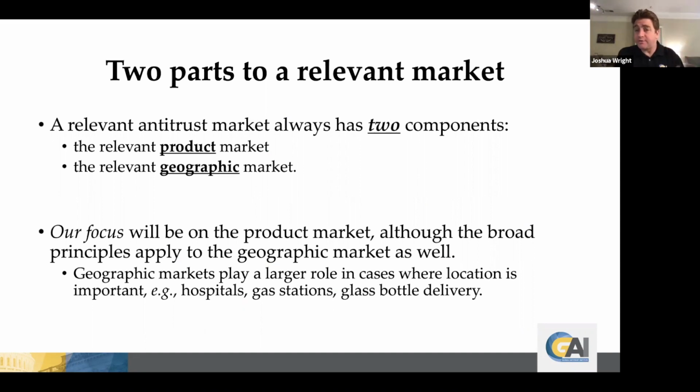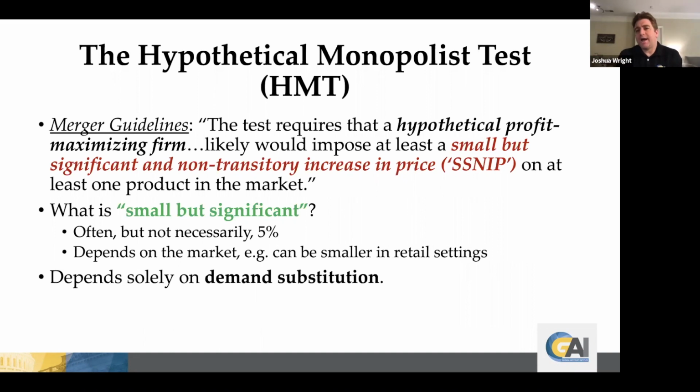A really useful thing if you are a lawyer in the US: pull out the 2010 merger guidelines and read the sections on product and geographic market as a companion to this, if you're trying to get a refresher on market definition. I'm mostly going to focus on the tools, but it's important to understand the language used in the guidelines, and you can have it out next to you while you're watching. I'm going to talk mostly about product market. You'll see the dynamics work the same in the geographic context, but I'll talk a little bit about that as we go through. But let's talk about how the HMT, the hypothetical monopolist test, works in practice.